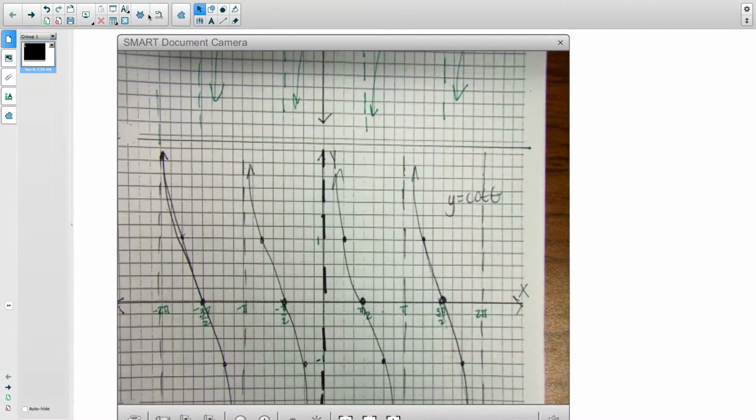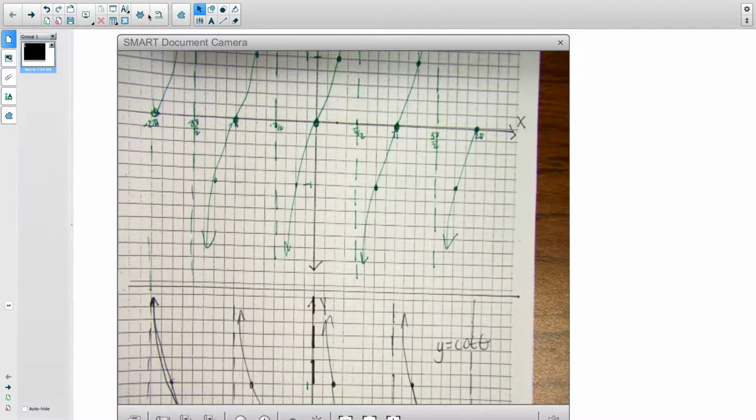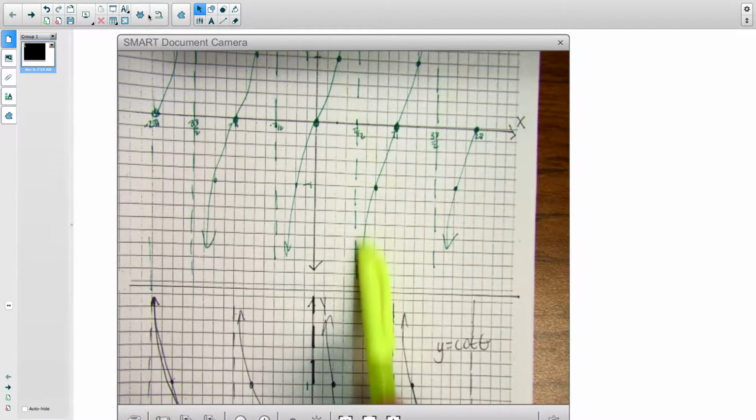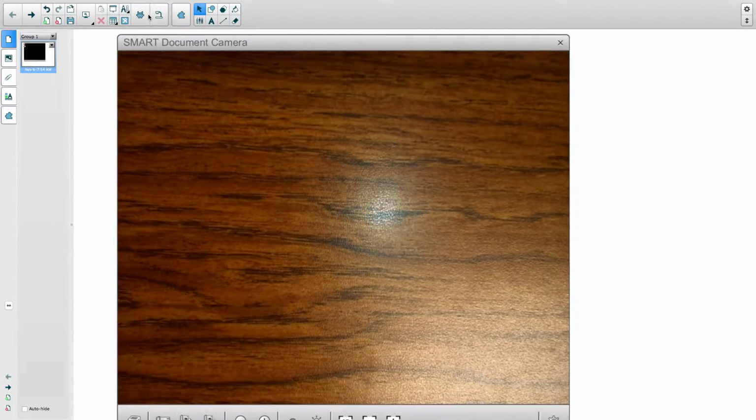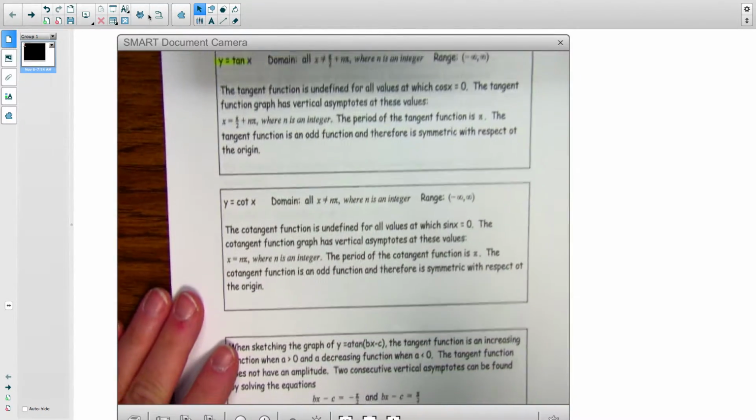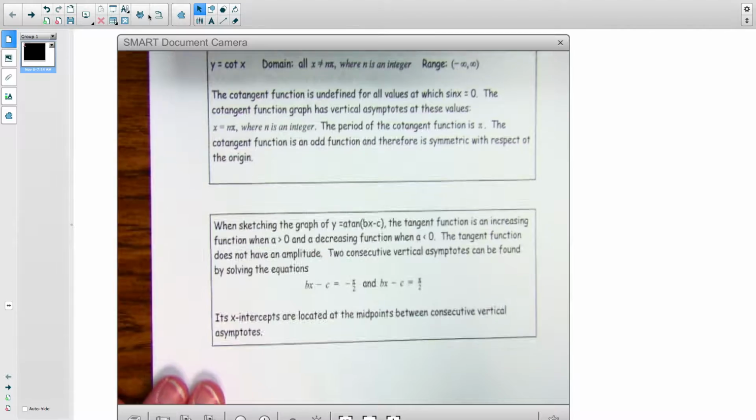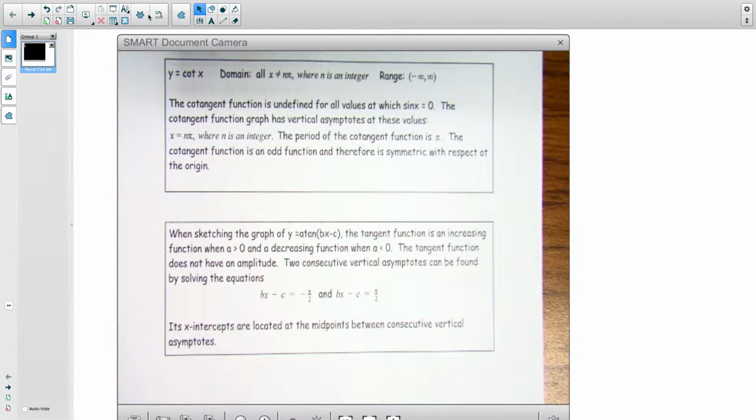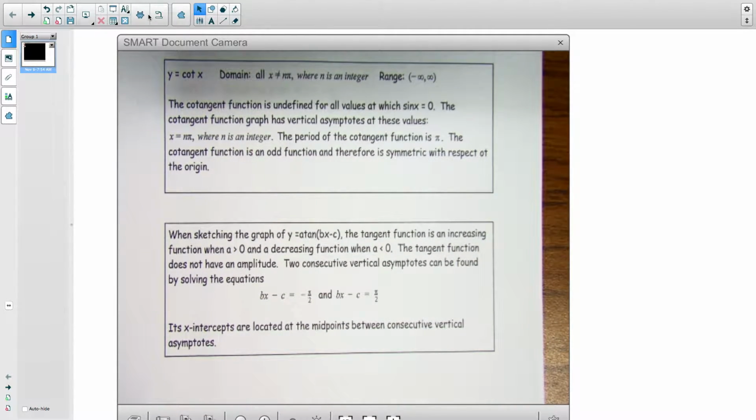Here's what's cool about the tangent and cotangent: you just need to remember the shape. Tangent looks like a positive x cubed, doesn't it? Cotangent then looks like a negative x cubed. So in your notes, when sketching the graph of a tangent of b minus x, it's an increasing function.